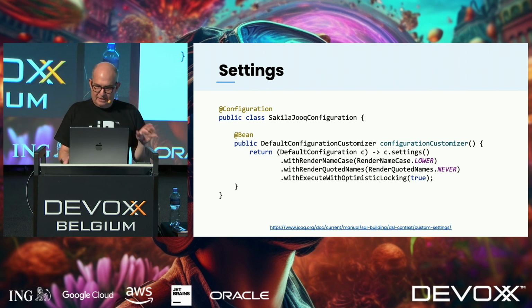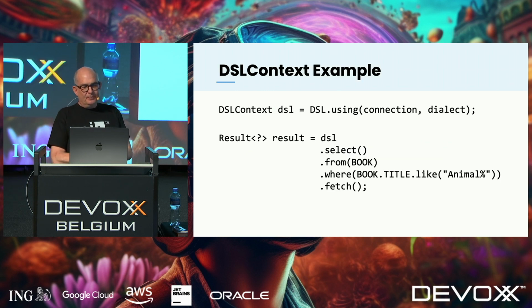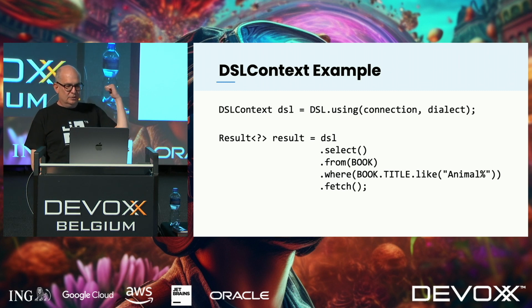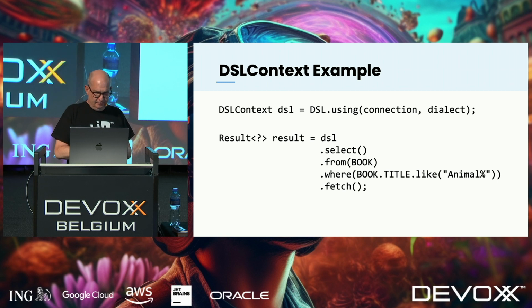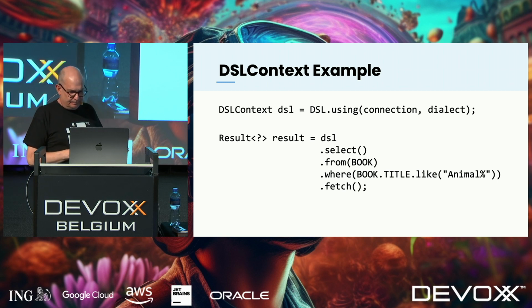So let's have a look at this DSL context. If we wouldn't have any framework like Quarkus or Spring Boot, then we would do something like that. So we would need a connection to the database. We need to specify the dialect, and then we will get back this DSL context.